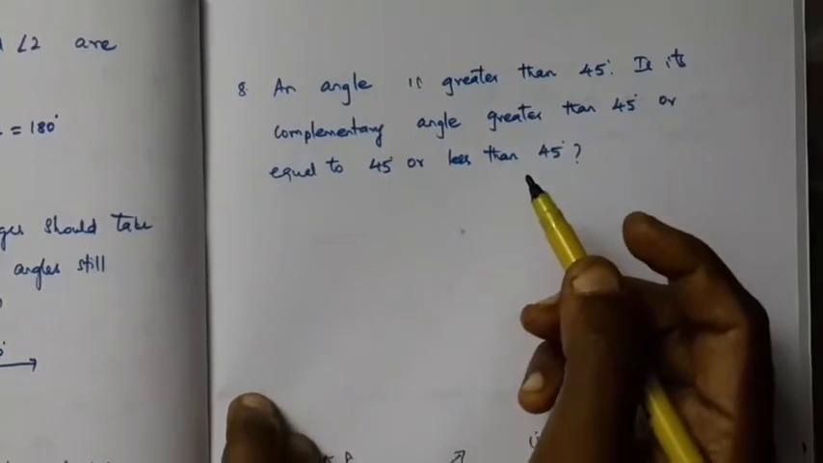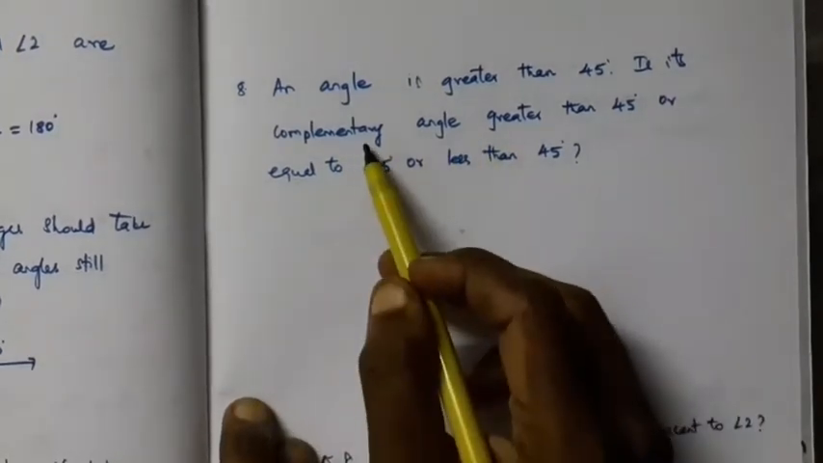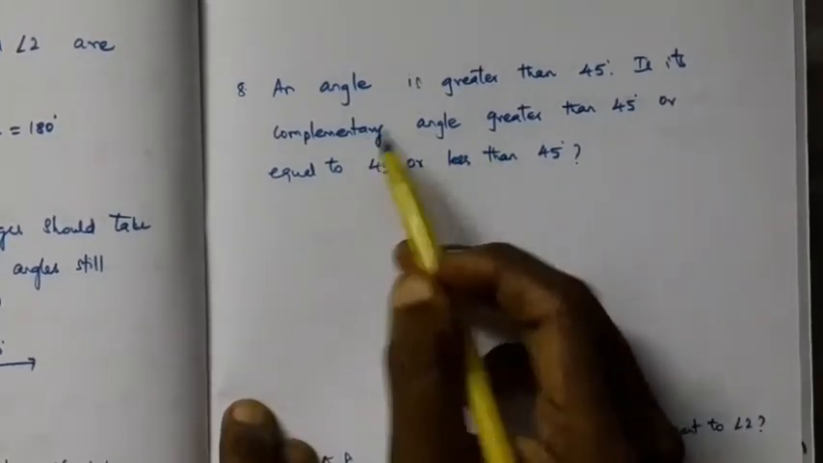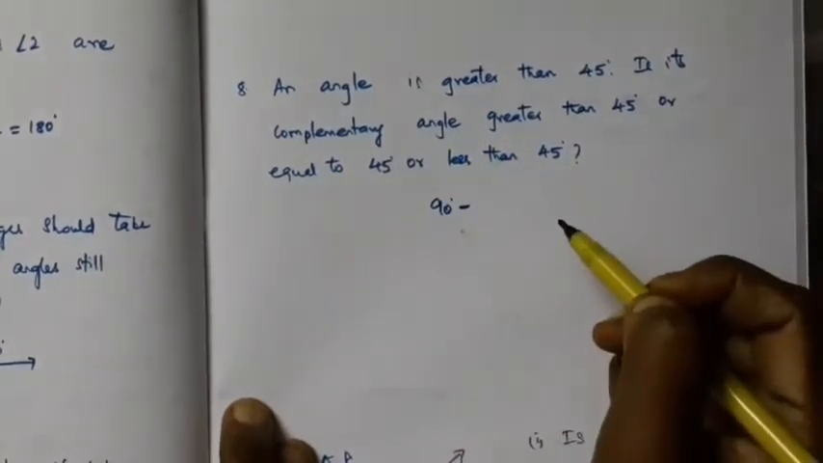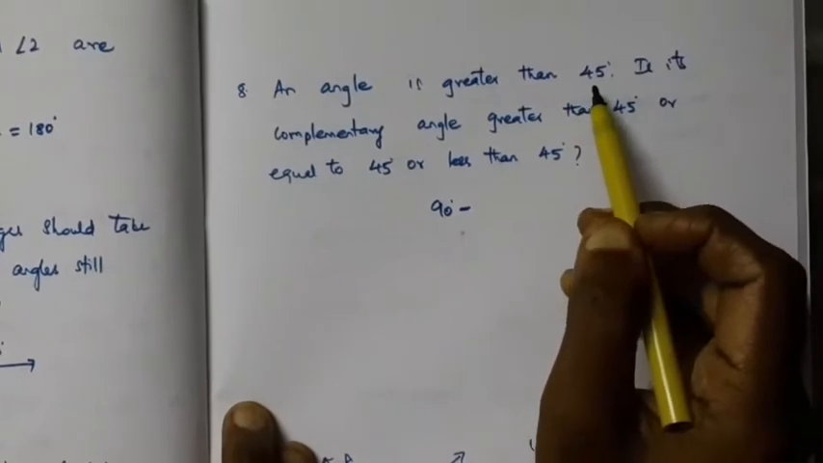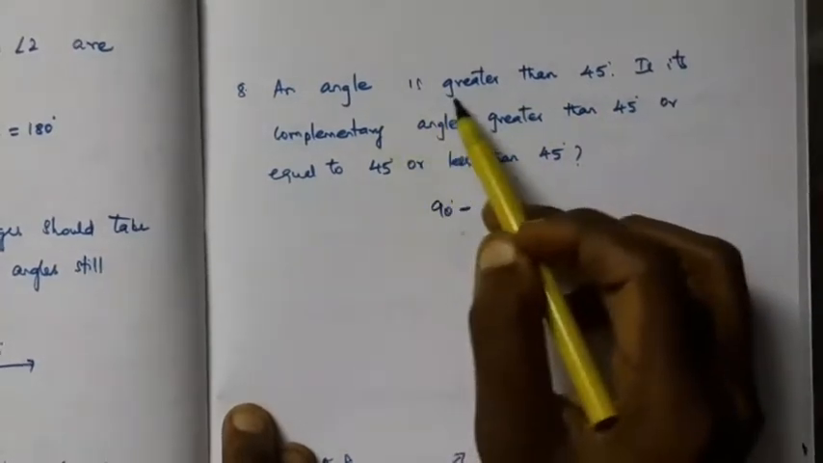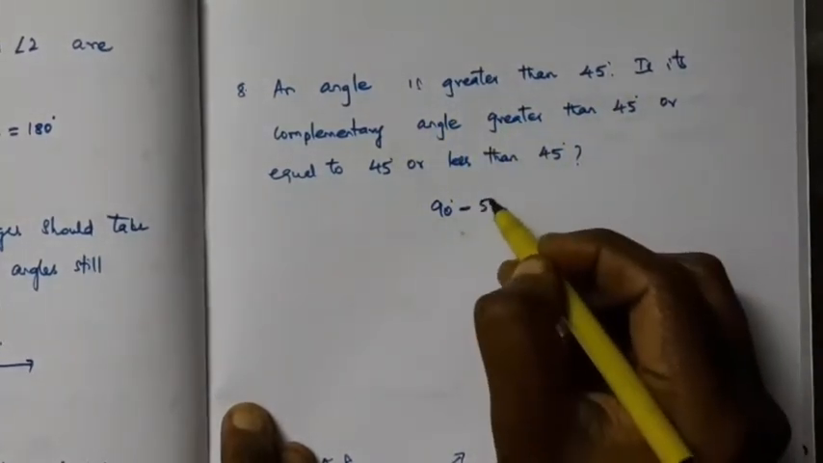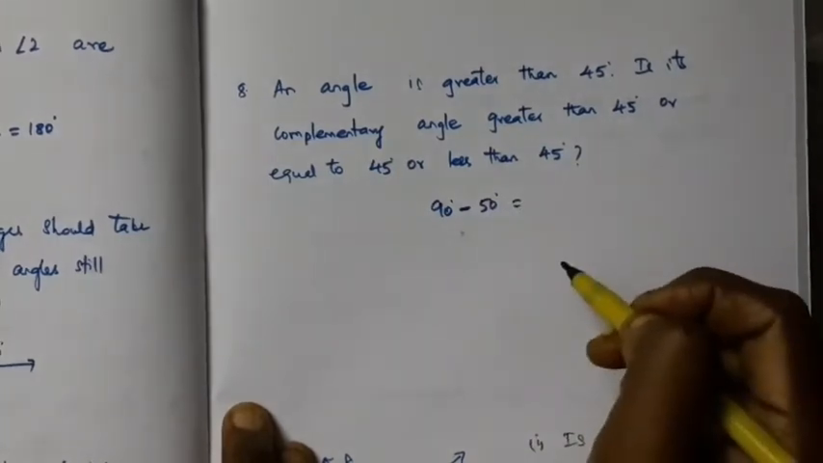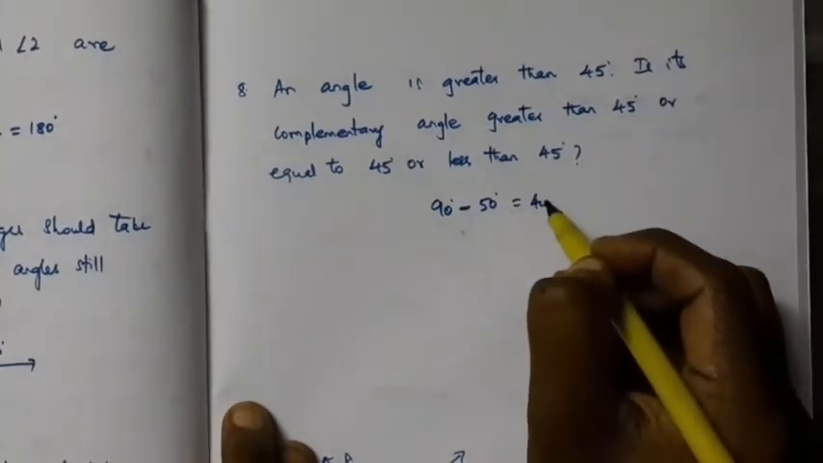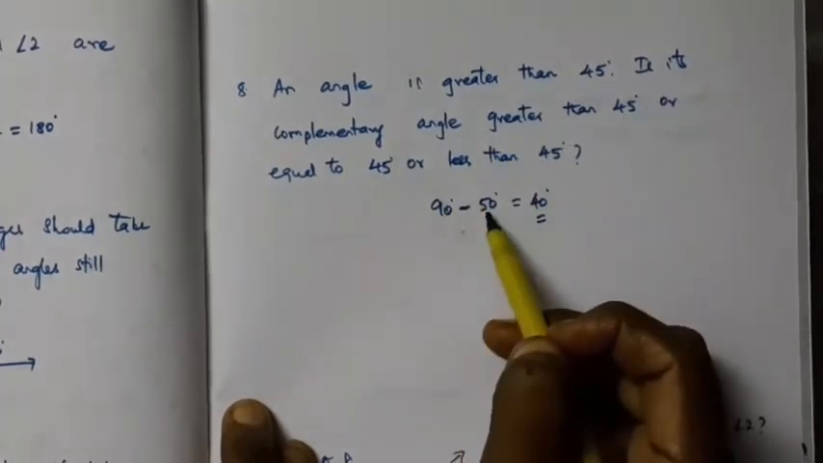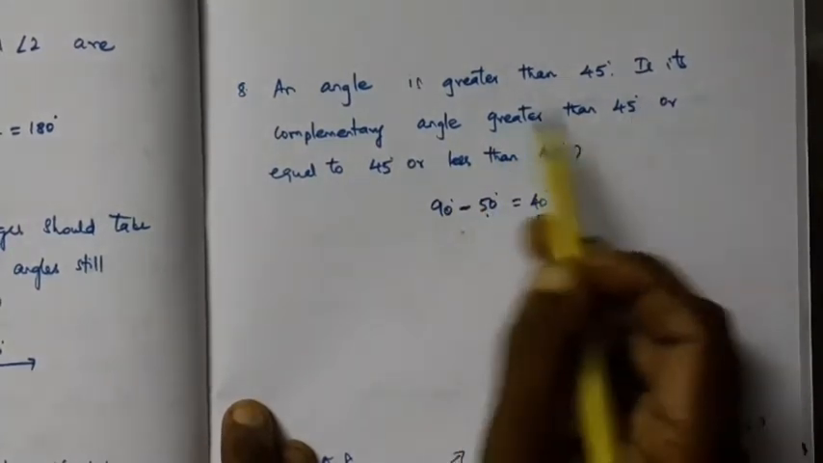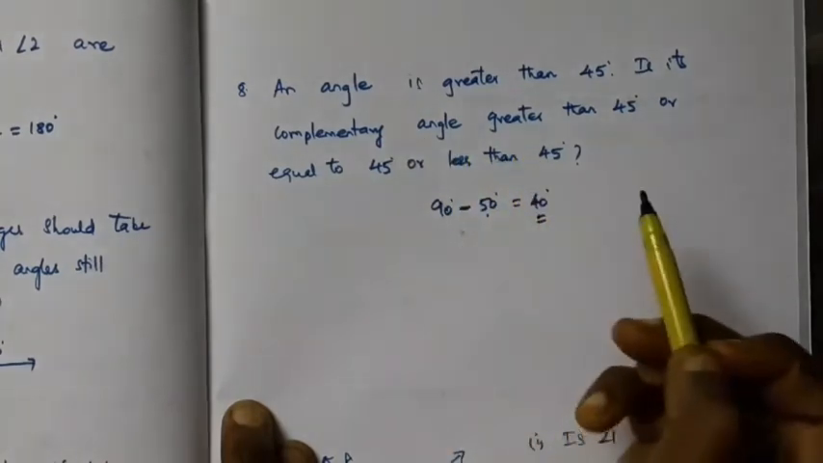We will go with some examples. How to find the complementary angle? You have to subtract the number from 90. So 90 minus... they are not saying the angle is 45. They are saying an angle is greater than 45. Take some number greater than 45. Okay, say the angle is 50. The complementary angle for 50 is 40. So this 40 is less than 45.